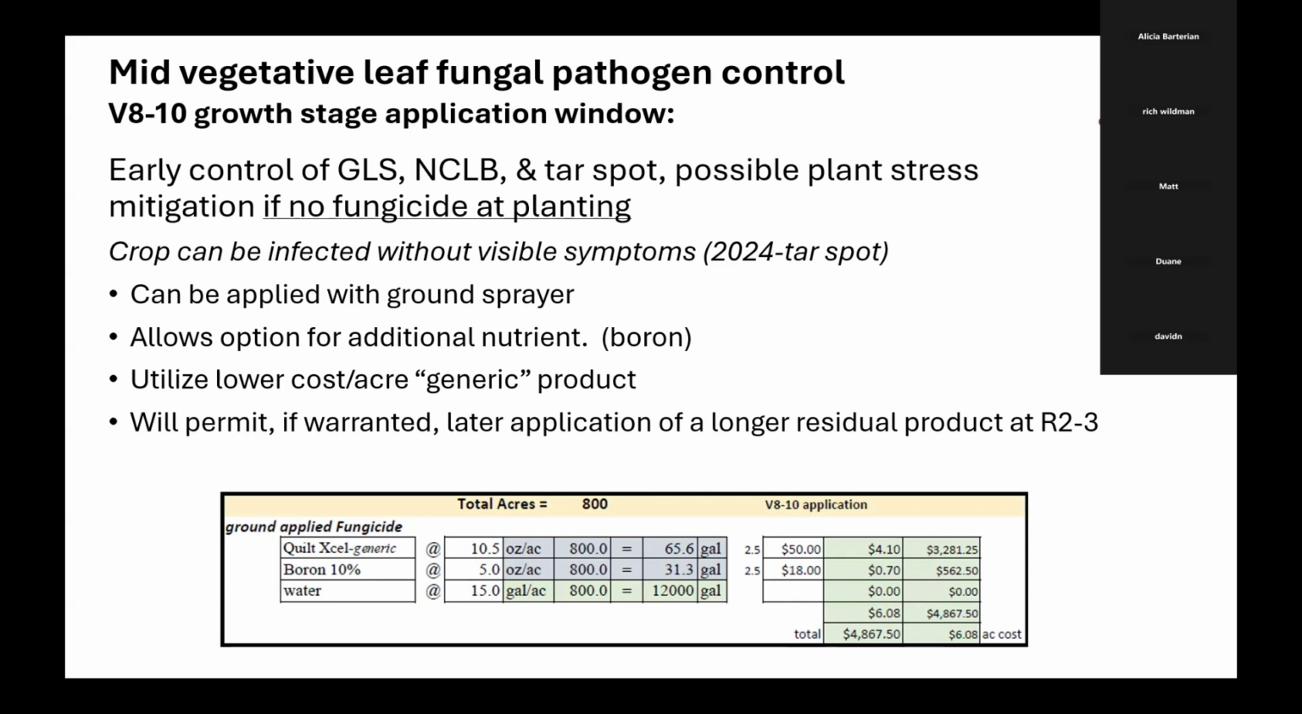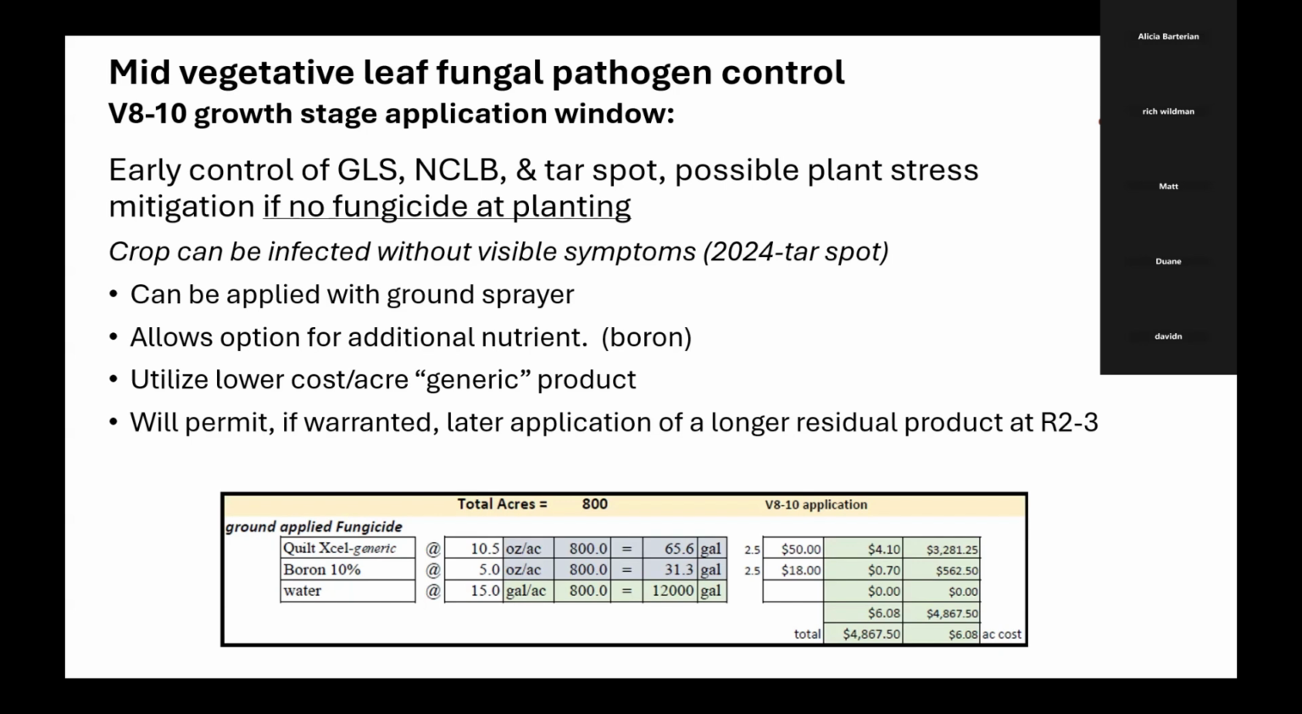So another option, if I'm not going to deal with fungicide at planting, I don't like the price or whatever the issue, is you can come in on a P8, P7, P9, P10 and apply a fungicide on there. It does give good control on gray leaf spot of those three diseases that we're targeting, and it can mitigate some of that crop stress, maybe hot temperature, little drier conditions, which allows the plant to weather that stress a little bit.